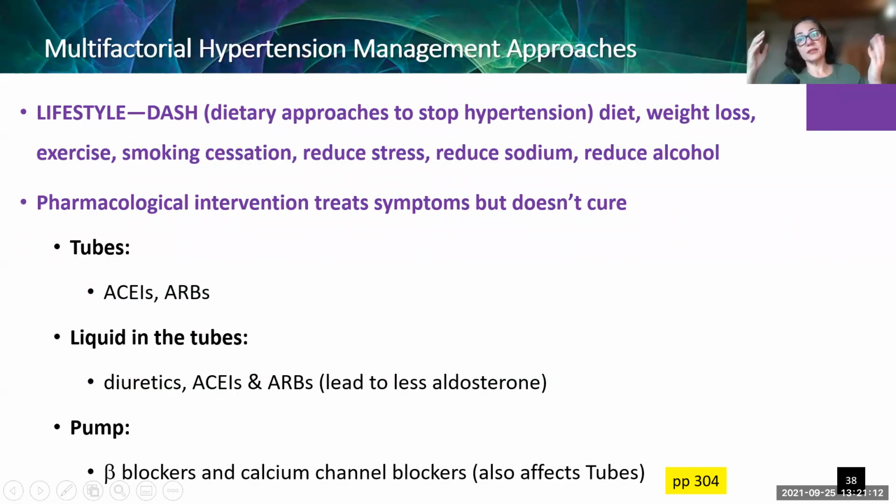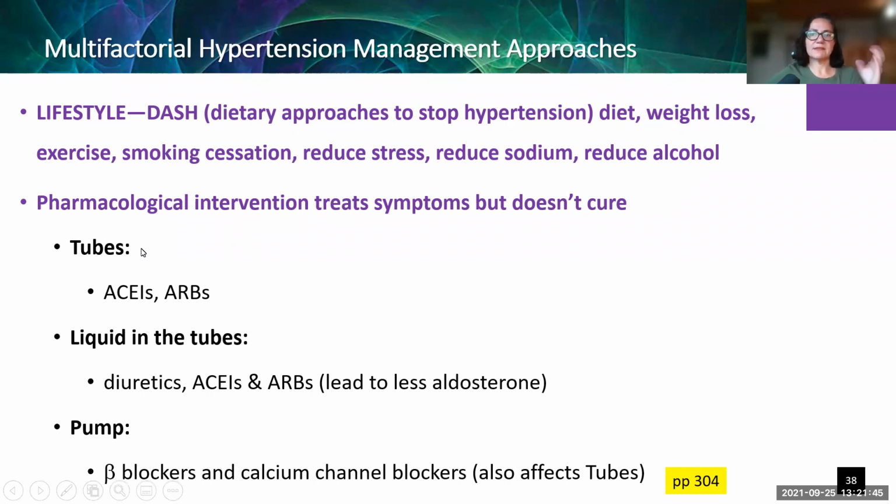All right, so what's the recommendation for managing hypertension? Lifestyle, dietary approaches to stop hypertension: there's weight loss, exercise, smoking cessation, reducing stress, reducing sodium, which we said in some patients is effective and in other patients it's not, reducing alcohol intake. Now, the pharmacological interventions, these will not fix the underlying problem. What they do is treat the symptoms. It does not cure the problem.